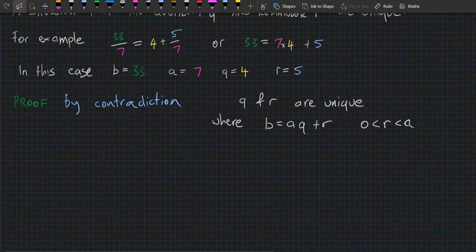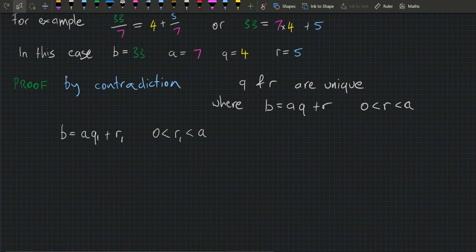Let's say that there exists another quotient, we'll call it Q1, and it has this other remainder. Once again this remainder is also between 0 and A. Otherwise we don't have a remainder, or we change our quotient. So that's why we know that our final remainder will be in that range.